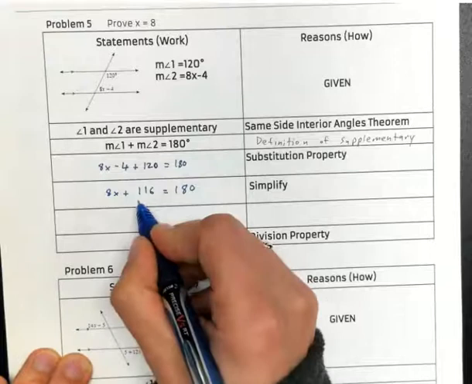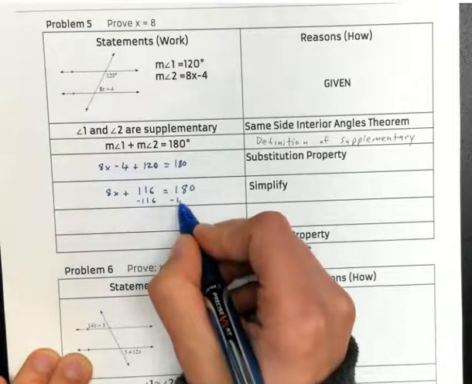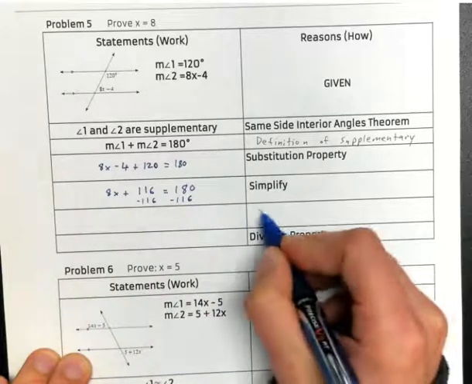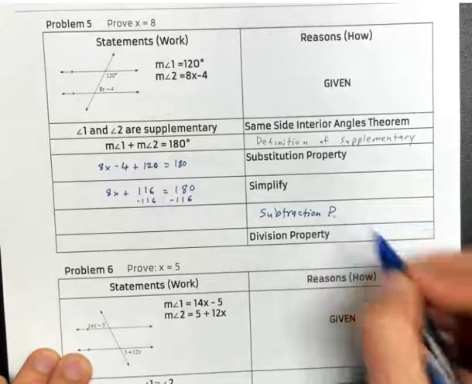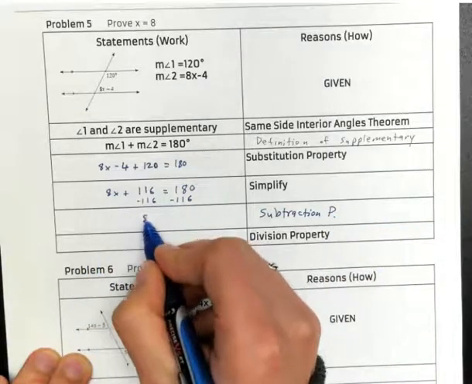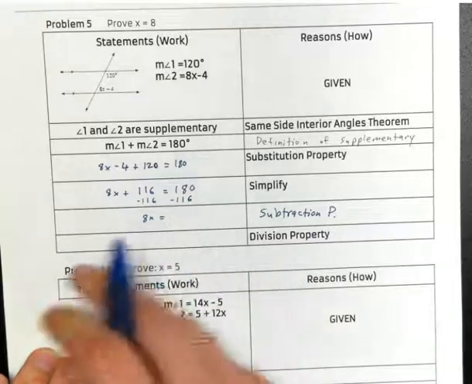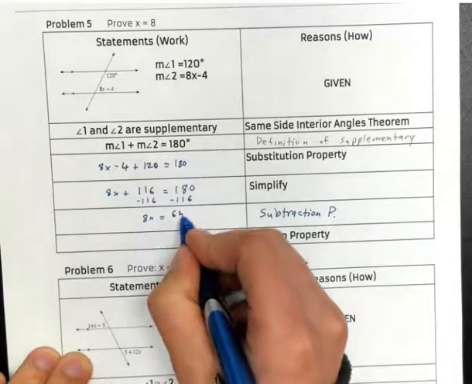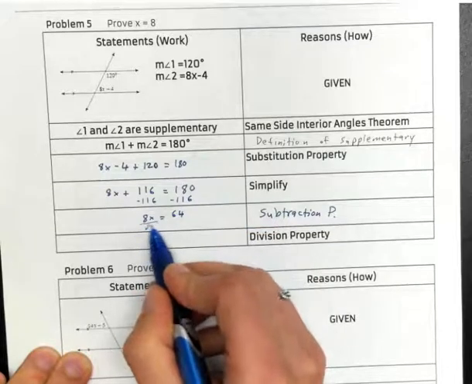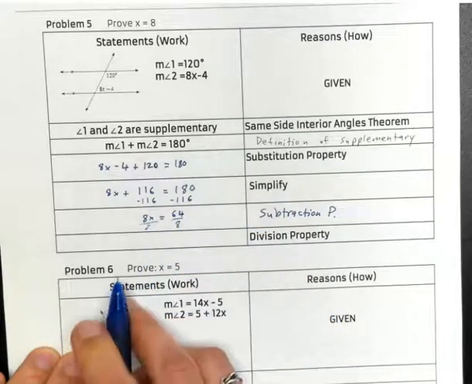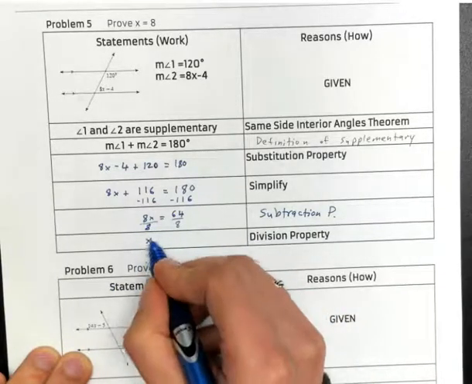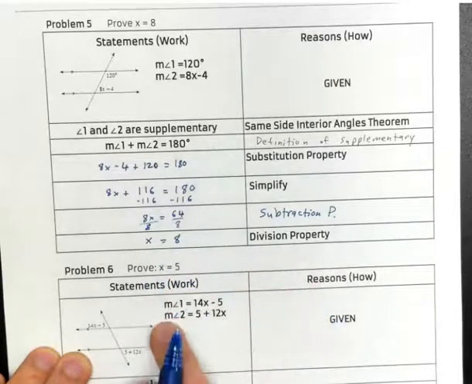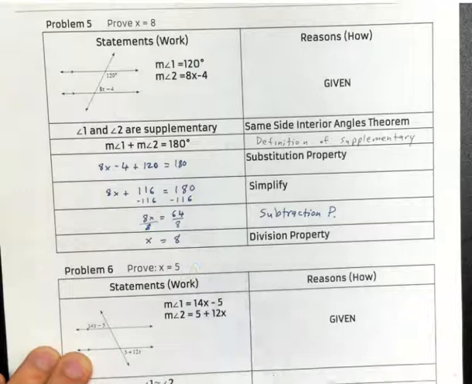And then I'm going to go ahead and subtract this 116 from both sides. So next is the subtraction property. And so then I get 8x is equal to 64. And then I'm going to divide by 8 on both sides. So that's the division property. So then I get x is equal to 8. It asked me to prove x is equal to 8. I got x is equal to 8. Yep, I did my proof correctly.